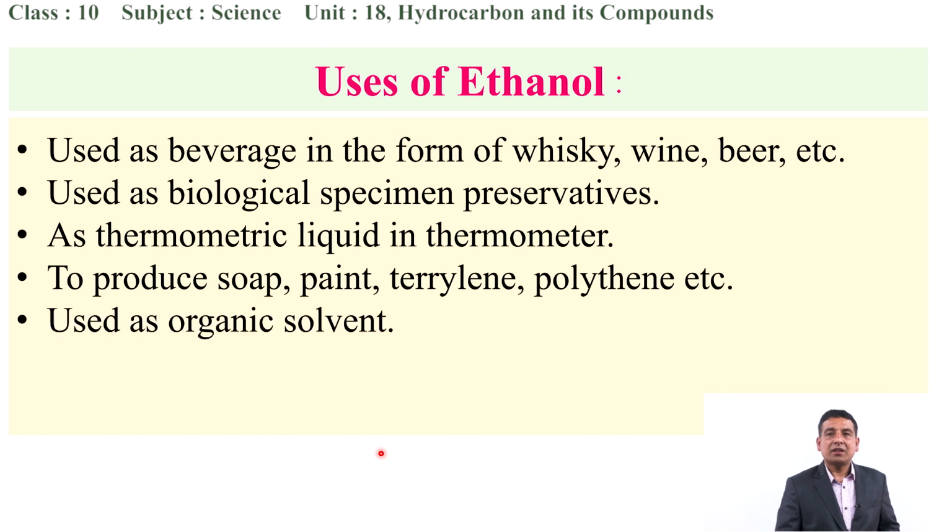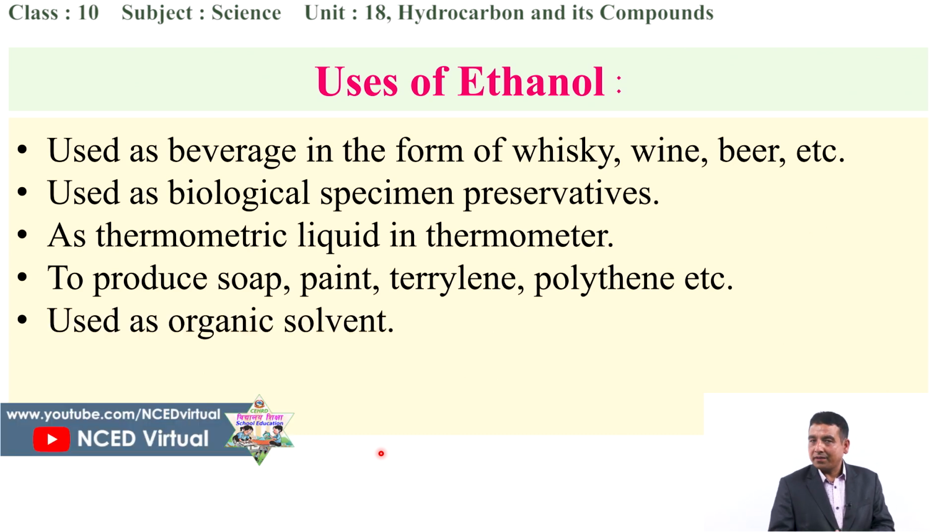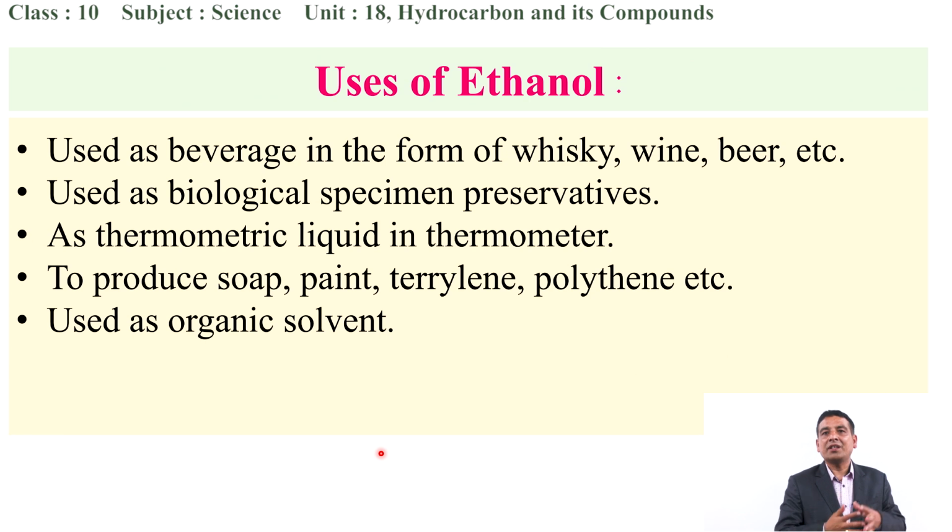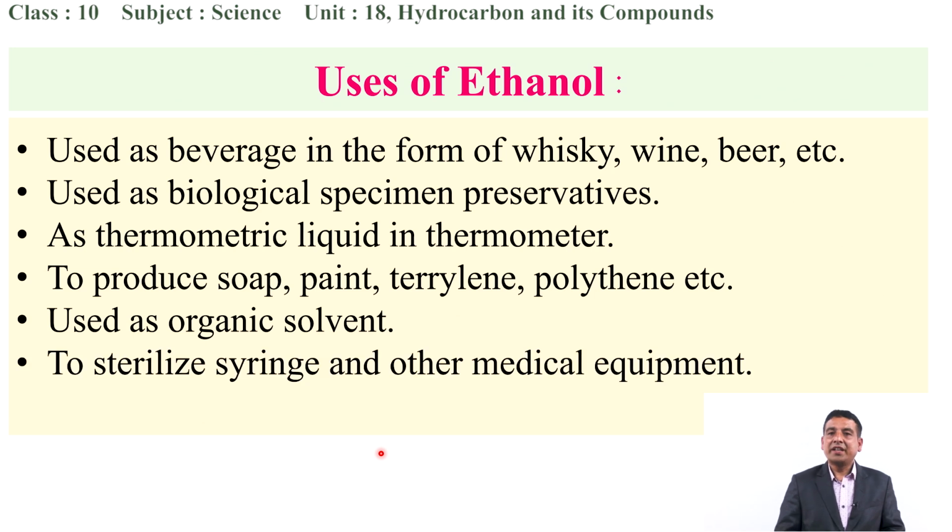The next use of ethanol, we have discussed in the previous class, about organic solvents. Ethanol is one of the good organic solvents which dissolves organic solids. So, it is used as an organic solvent. Next one is to sterilize syringes as well as other medical equipments. Ethanol is used. So, this is one of the sterilizers; it kills the germs present in the equipments, so that the equipments become sterilized.